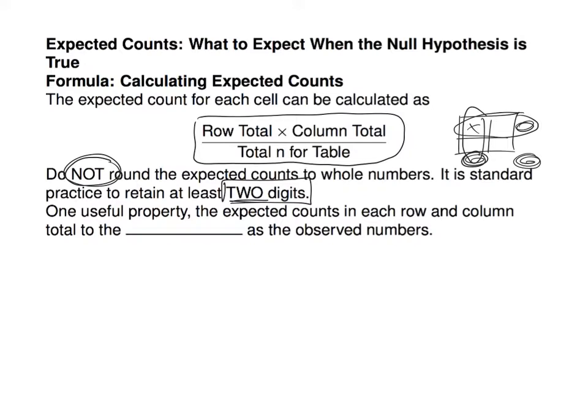And the expected counts in each row and column are going to total to the same as the observed numbers. So for example, in that cell phone one, we had 105 women, right? When you compute these expected values, they're going to be decimals, but if you were to add across the ladies' row, you're still going to get 105.